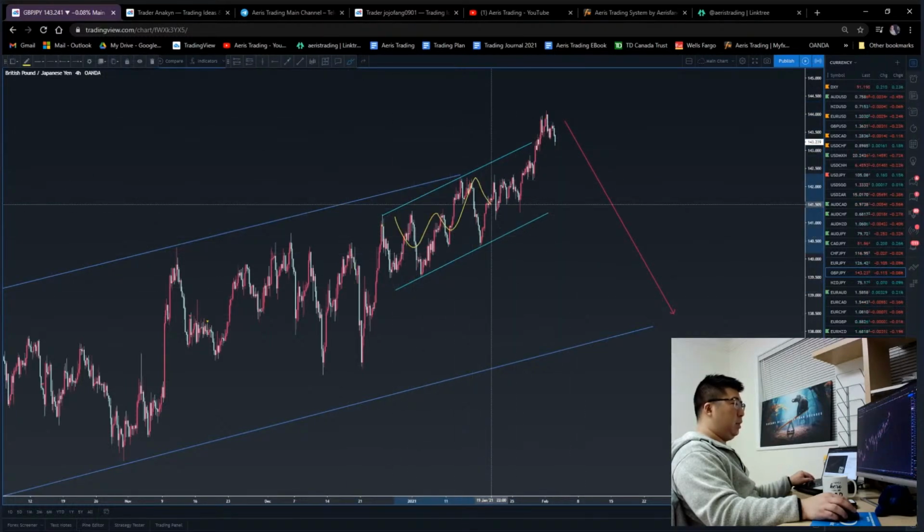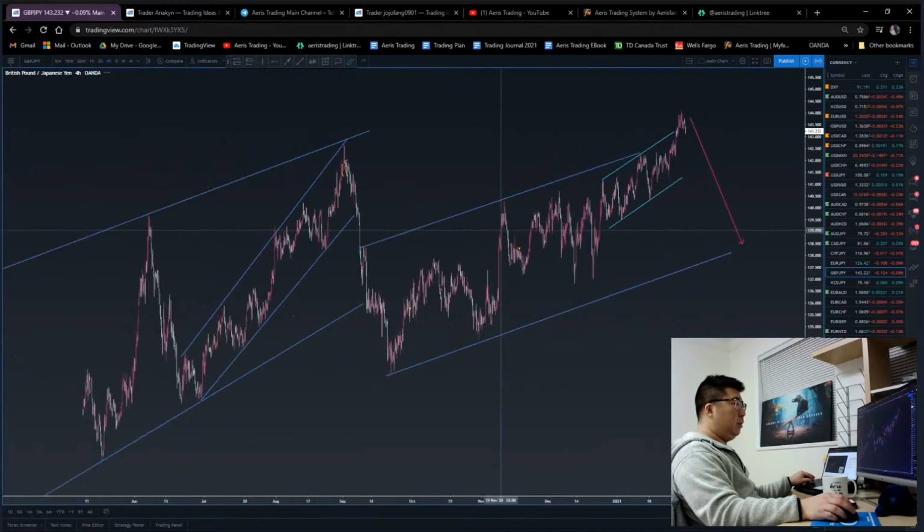This looks like an ascending channel. Don't let this part fool you, right? I talk about this in the weekly outlook. If this doesn't continue upwards and upwards, then expect this is the end of this ascending channel. Then this likely bearish move happens. It's very likely.